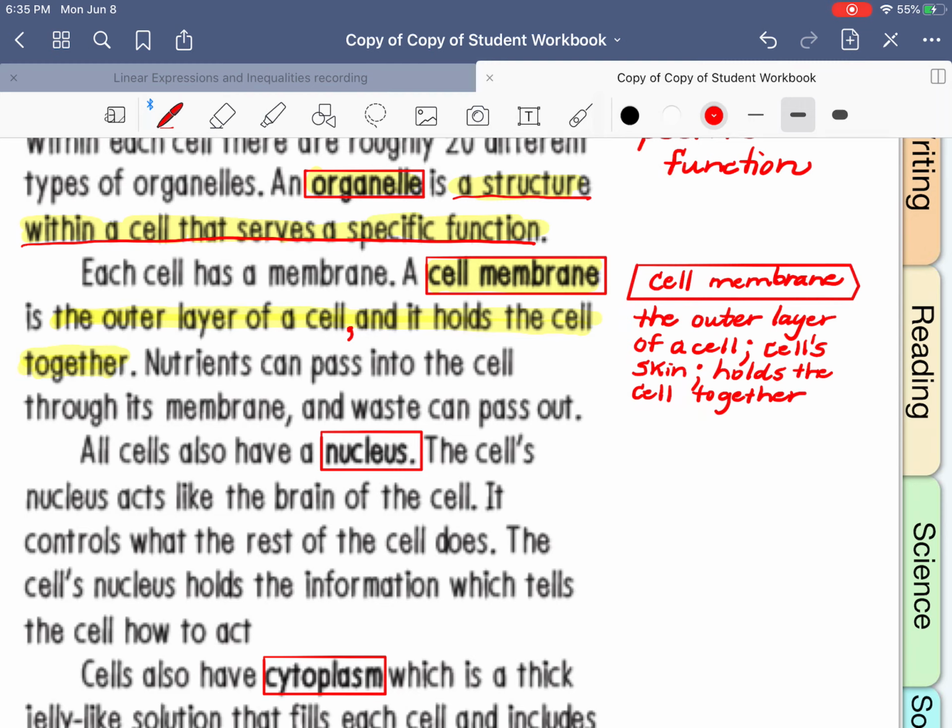Nutrients can pass into the cell through its membrane, and waste can pass out, just like our bodies. If you go outside into the sun, you are absorbing vitamin D, which is a nutrient. You're probably also going to sweat, which is putting out waste products from your cells. So a membrane is like a skin.